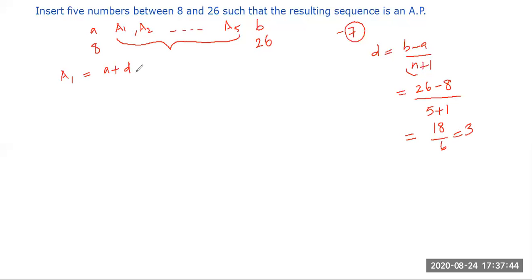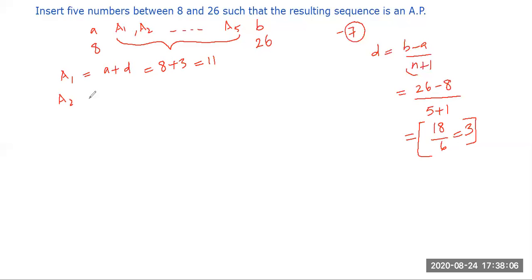So what will D be? Equal to 2. No. D is equal to 3. D is equal to 3. 18 by 6 is 3. Is it right? Yes, sir. Go further. Now A1 will be A plus D. So that is equal to 8 plus 3, 11.